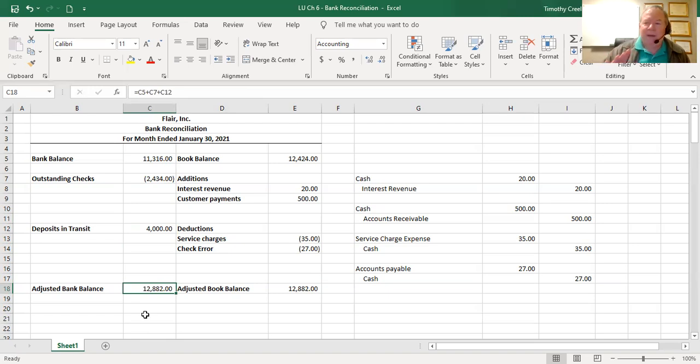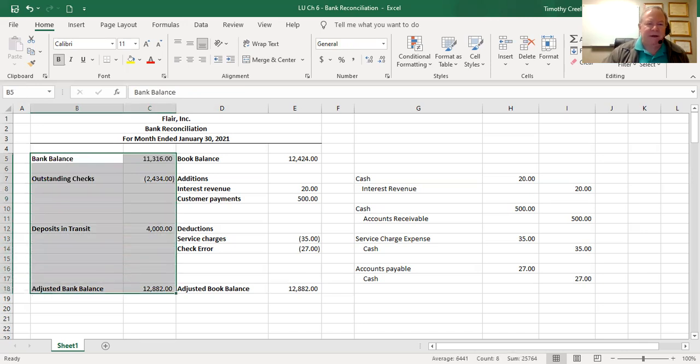Now, everything on the bank side is basically just a timing difference. These checks are going to clear sometime in the following month, and the deposit is typically going to come in the next day, the first day of the next month. And so anything on the bank side, just about all the time is going to be a timing difference. There could be an occasional bank error that you would list here, but that's rare. Doesn't happen very often. So this is typically a good example of what you're going to see on the bank side of the bank reconciliation.